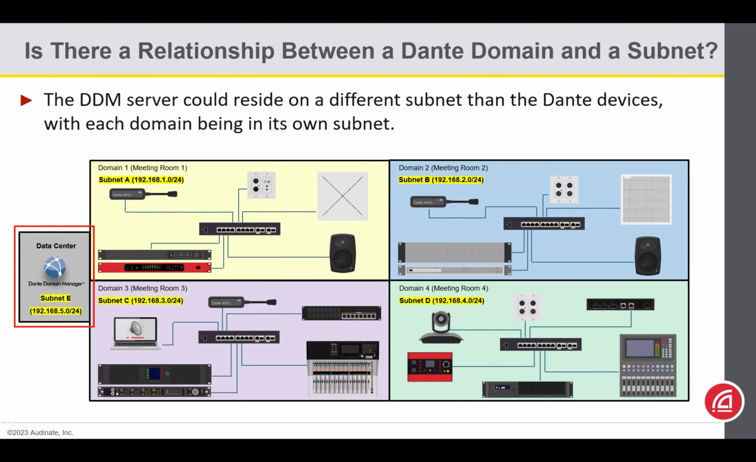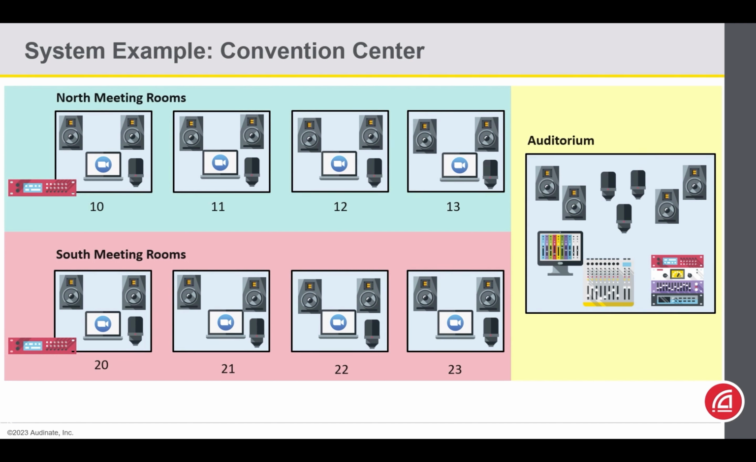On these next slides, we have a few more examples. This first one is a convention center that can be best divided up into North meeting rooms and South meeting rooms domains. The reason for doing it this way, as opposed to creating a domain per individual room, is that these rooms are sharing a common DSP. This eliminates the need to create a shared audio group for these rooms and therefore simplifying the configuration.